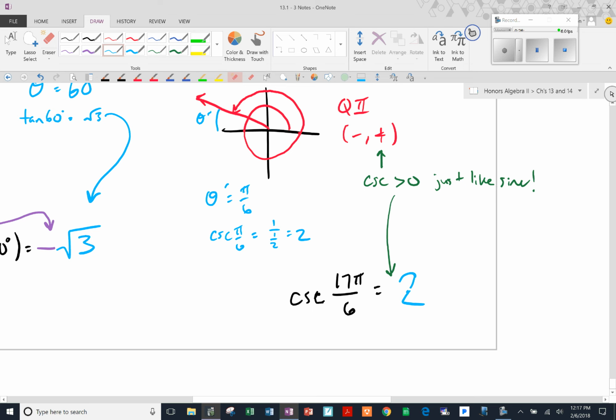If you had your calculator in radians, and you typed in cosecant of 17 pi divided by 6 and hit enter, it would simply say 2. And we got that all on our own.